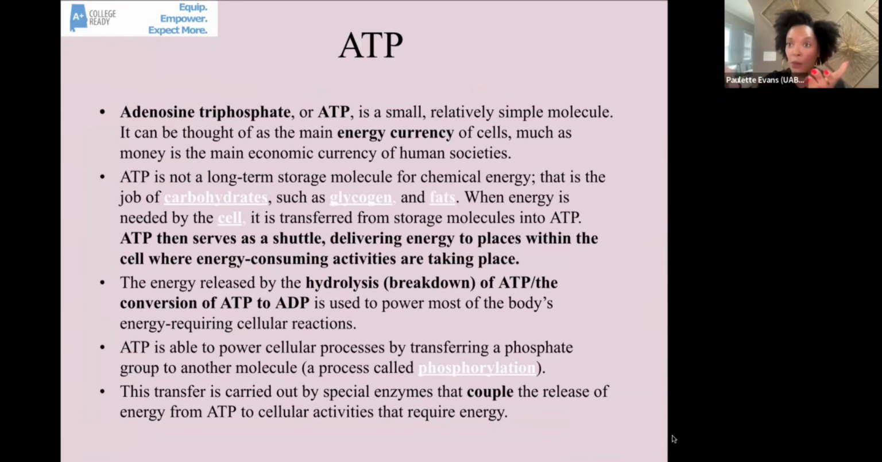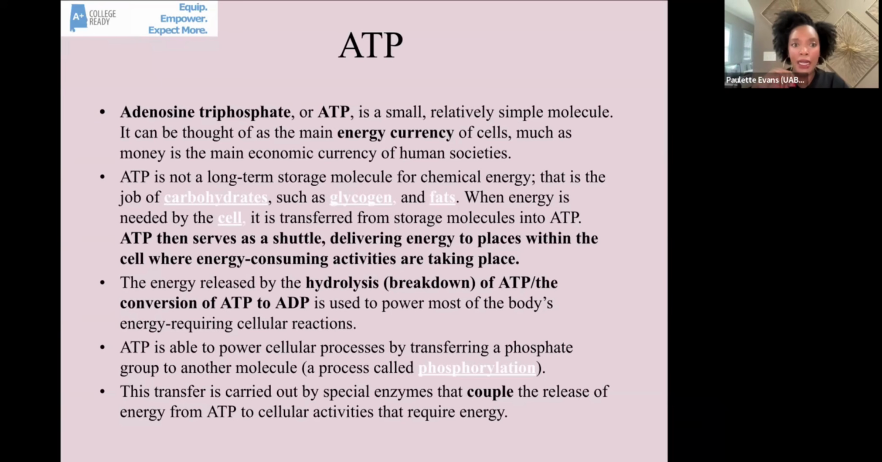All right, so here's the content slide. I'm going to read through it with you. Adenosine triphosphate or ATP is a small, relatively simple molecule. It can be thought of as the main energy currency of cells, much as money is the main economic currency in human societies, most human societies. ATP is not a long-term storage molecule for chemical energy. That is the job of carbohydrates such as glycogen, which we'll store in our liver, and fats.